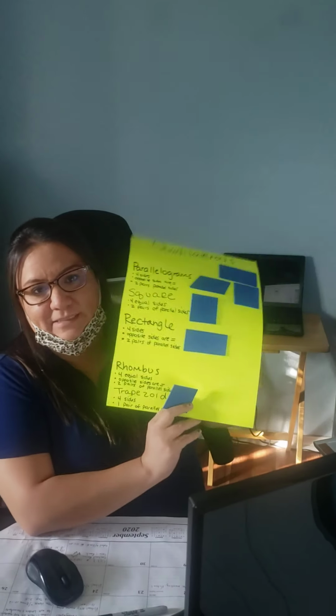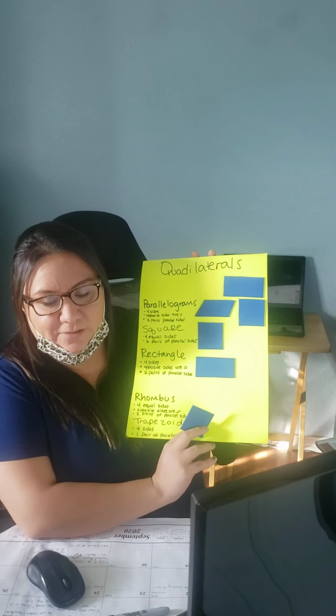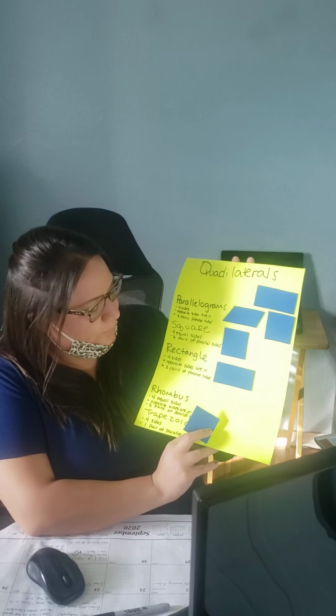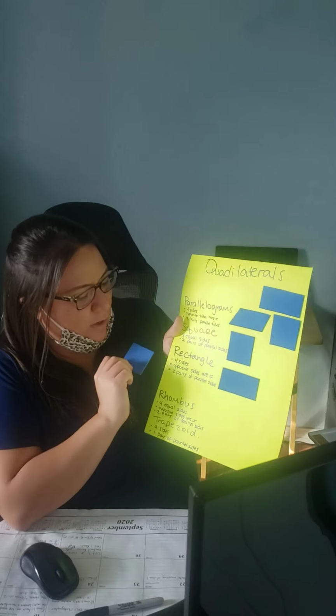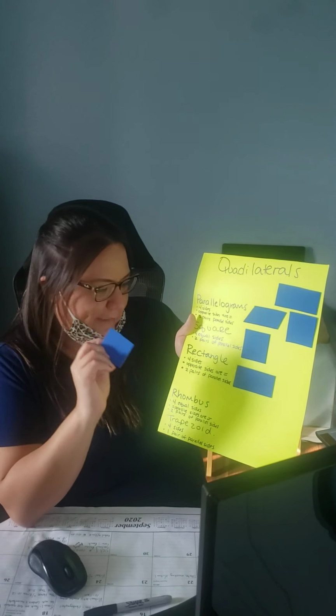But what else has 4 sides with opposite sides being equal and 2 pairs of parallel sides? Look at your shapes. You're right. The square again is a quadrilateral because it has 4 sides. The opposite sides are equal and it has 2 pairs of parallel sides. So we're going to go ahead and classify the square as a rectangle also.